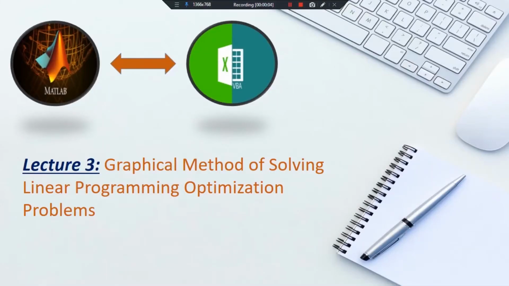Welcome to the third lecture of linear programming optimization. Today we are going to learn about the graphical method of solving linear programming optimization problems. The best advantage of the graphical method is that you do not use any software like MATLAB or Excel VBA. You can easily solve the problem with just manual calculation and by drawing some straight lines on the graph.